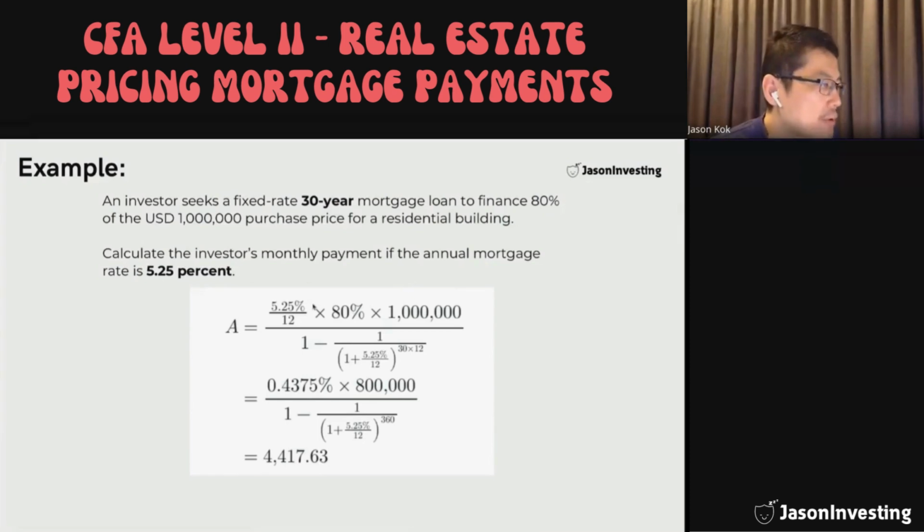The thing to take note of is that you have to divide the annual mortgage rate by 12, because this is an annualized rate. And because you're only borrowing 80% of $1 million, you need to multiply by 80%. Similarly down here, you have to divide it by 12. Because it's a 30-year loan and each year has 12 months, in total that's 360 months. And we get a monthly mortgage payment of about 4.4K.